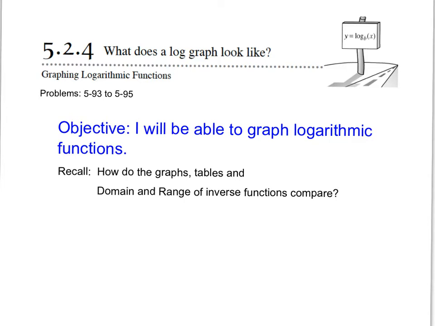When we start thinking about the domain and range of inverse functions, we know that they are inverse functions because we have swapped the x and y, and one graph is a reflection of the other over the line y equaling x.